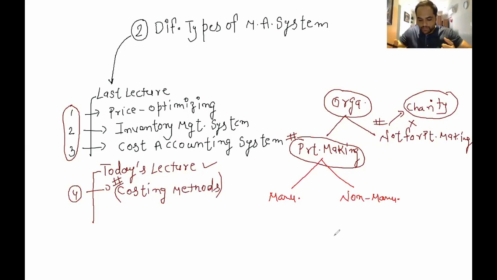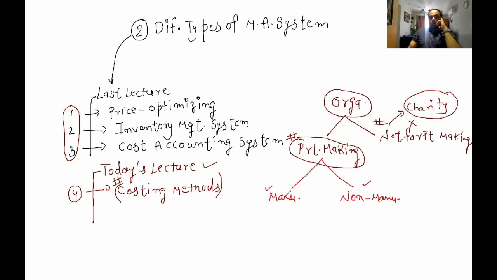Non-manufacturing companies do not produce products, but they are involved in providing services. Services means buy product and sell product. They are not producing, they're just providing services. Services could be selling product or selling services, but they do not produce anything, right? That's called non-manufacturing companies. Manufacturing and non-manufacturing, right? Okay.